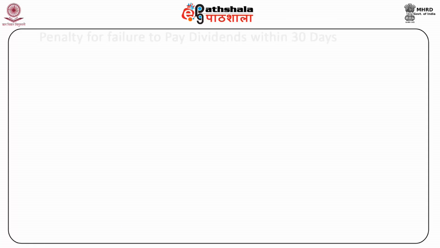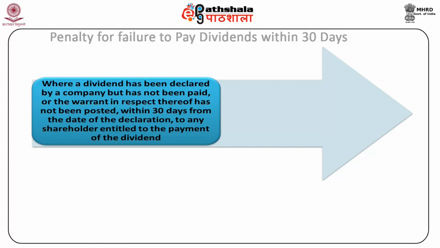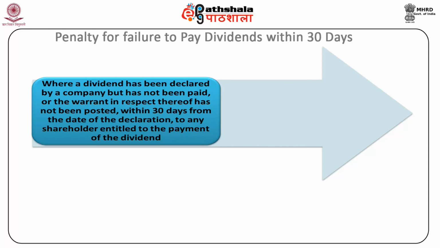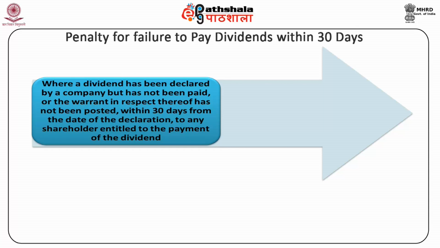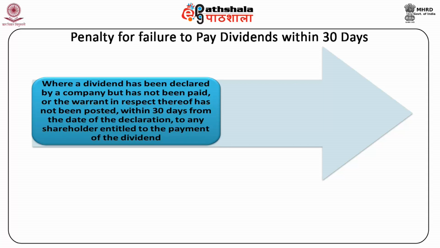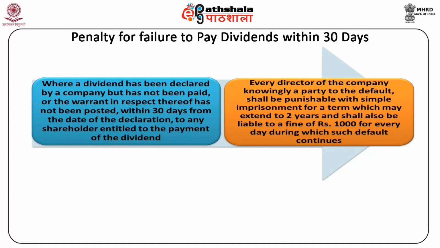Penalty for failure to pay dividends within 30 days. Where a dividend has been declared by a company but has not been paid, or the warrant in respect thereof has not been posted within 30 days from the date of the declaration, to any shareholder entitled to the payment of the dividend, every director of the company knowingly a party to the default shall be punishable with simple imprisonment for a term which may extend to 2 years, and shall also be liable to a fine of Rs 1,000 for every day during which such default continues.